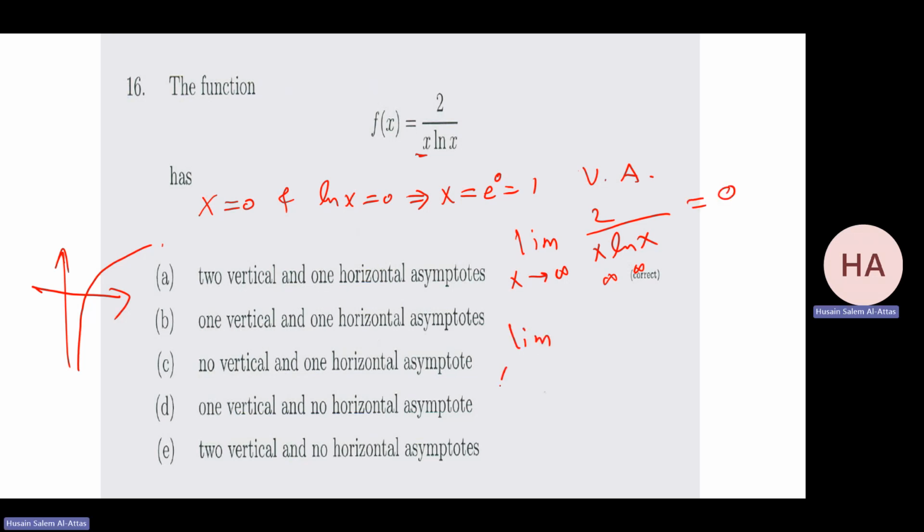If I want to check the limit as x goes to minus infinity, I cannot do that. Why? Because x is negative. The argument of ln cannot be negative. So we cannot do anything here. So we have only how many horizontal asymptotes? Only 1. So 2 vertical and 1 horizontal asymptotes.